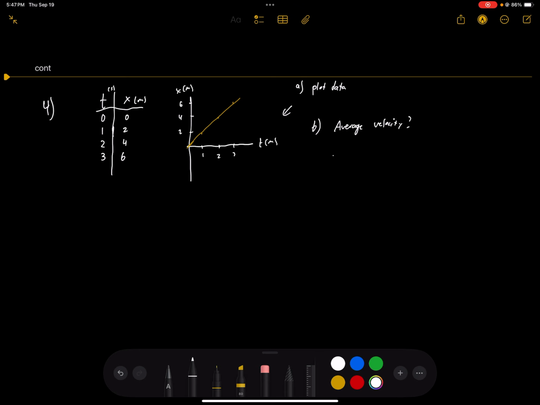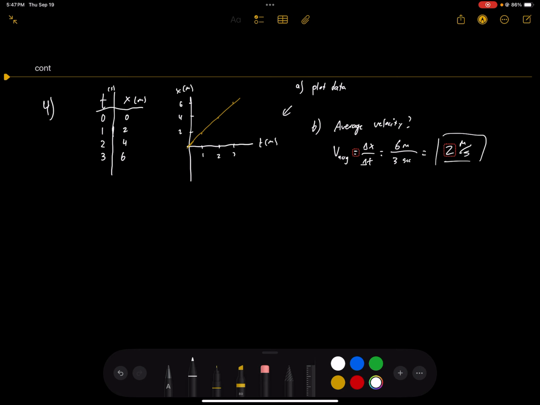Well, again, average velocity, V average, is equal to displacement over time, delta x over delta t. We know that's going to be, let's look at the whole range of motion. Right, so we know it travels 6 meters over 3 seconds. Okay, that's going to be 2 meters per second. All right, there's the average velocity. Simple enough.